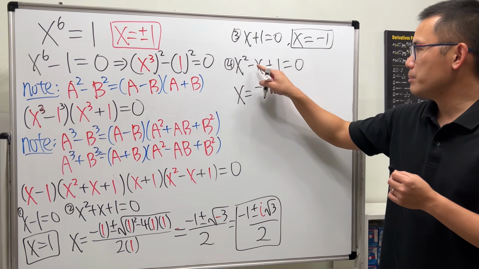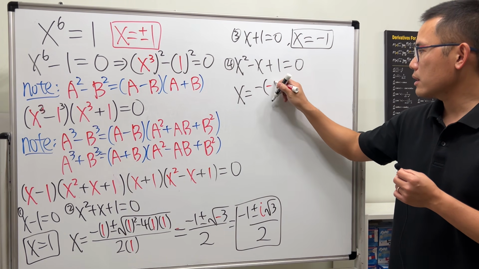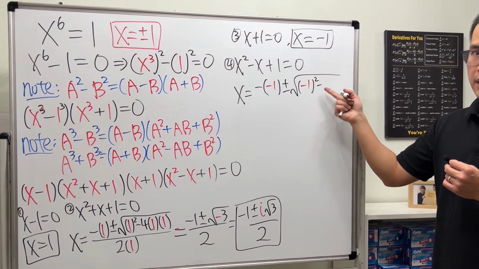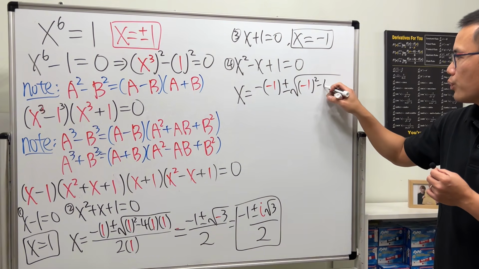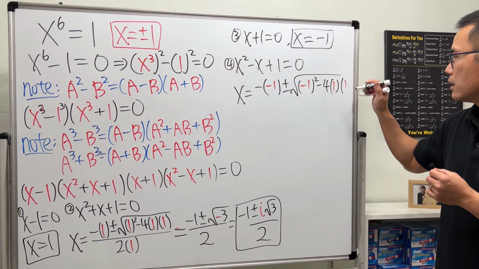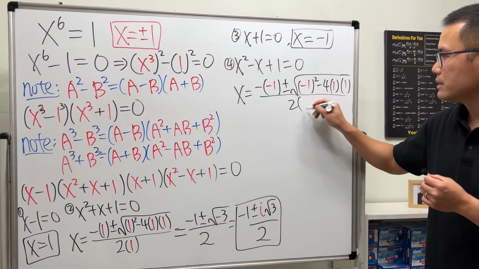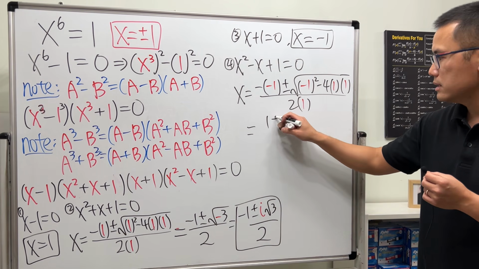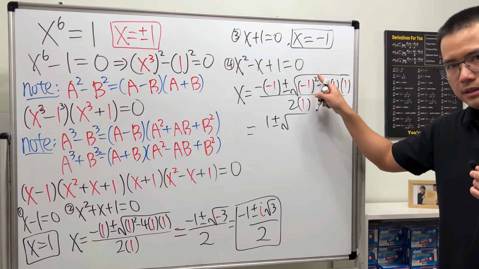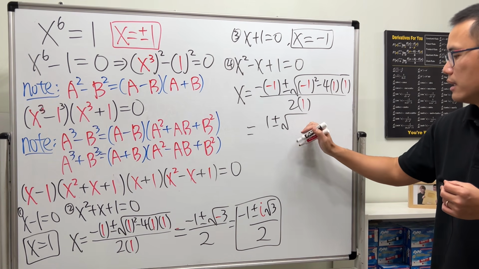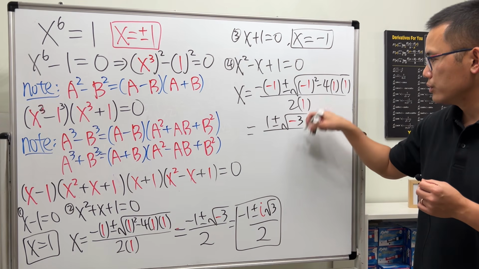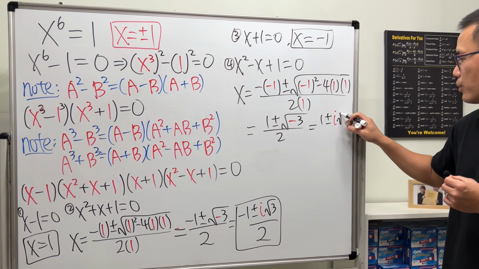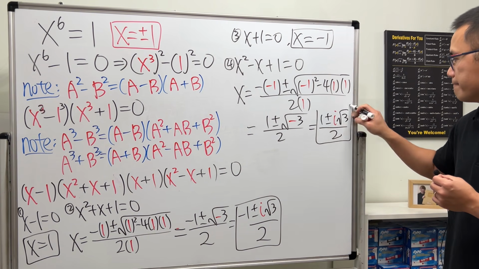x equal to negative b. In this case, it's negative negative 1. Plus or minus square root of b squared, which is negative 1 squared, and then minus 4ac. A and c are both equal to 1, all over 2 times a. And now it will give us positive 1, and then plus or minus square root. This is 1 minus 4, which again is negative 3, over 2 times 1, which is 2. Yeah. 1 plus or minus, put the i here, and then square root of 3 all over 2. All right.